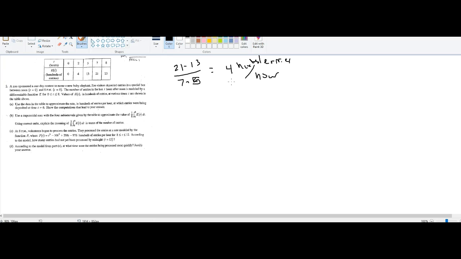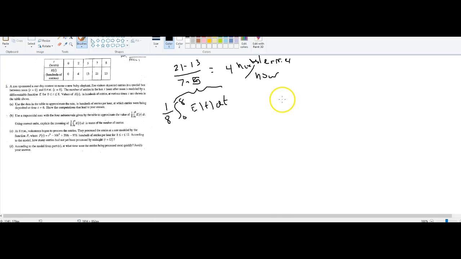B says trapezoid sum. I'm right on the money. Look at this. Use a trapezoid sum to approximate this. Okay, so there are 2 things that just pop in your head the moment you see this. One, a trapezoid sum. That's kind of weird, but that does the integral part, right? Second thing, what is this 1/8, 0 to 8? What is this stuff? Oh, it's an average. So it says, using correct units, explain the meaning of this.